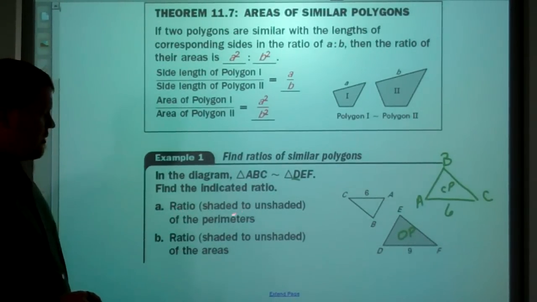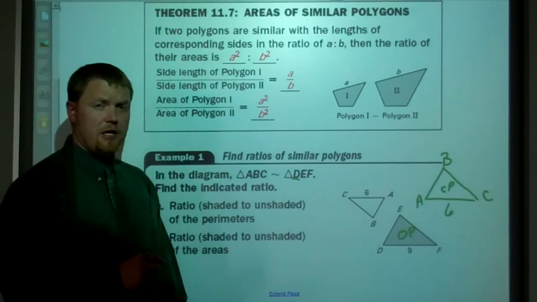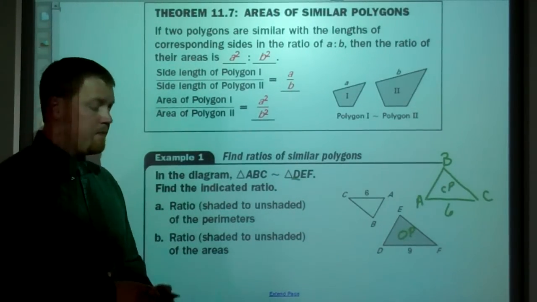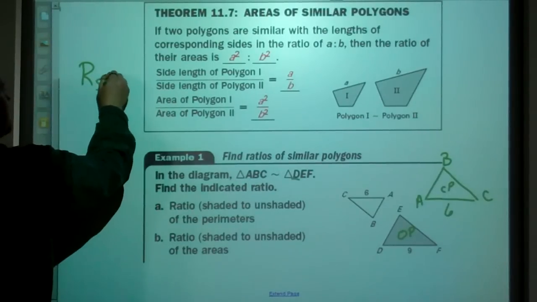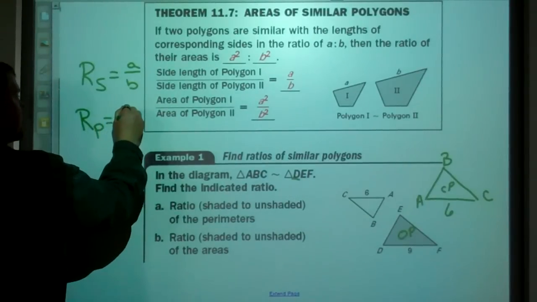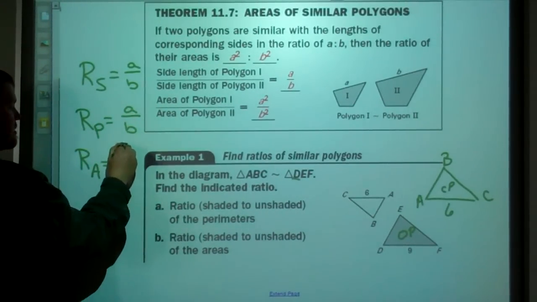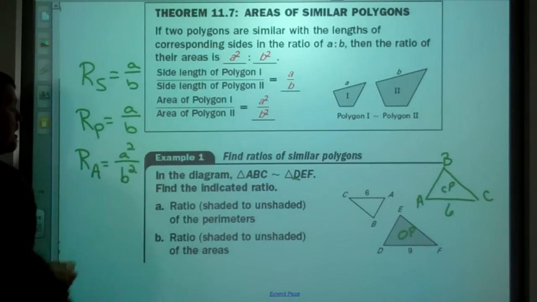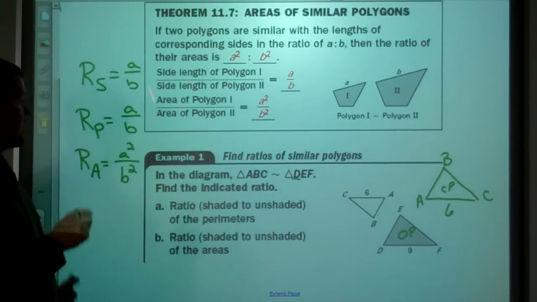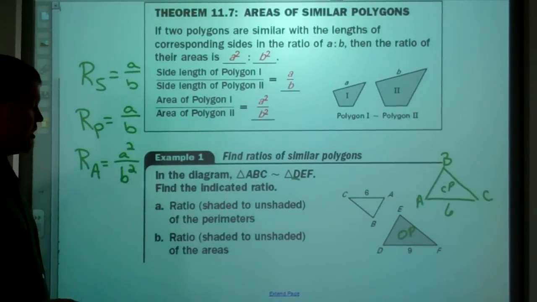They want the ratio now of the shaded to the unshaded of the perimeters. If you remember back to when we talked about similarity, the ratio of their side length is A to B. The ratio of the sides is A to B. The ratio of the perimeters is the same as the ratio of the sides, A to B. And then the ratio of the areas is A squared to B squared. We did talk about that back when we talked about similarity, so that is not new for us. So the ratio of the perimeters is the same as the ratio of the sides, and we want shaded to unshaded.